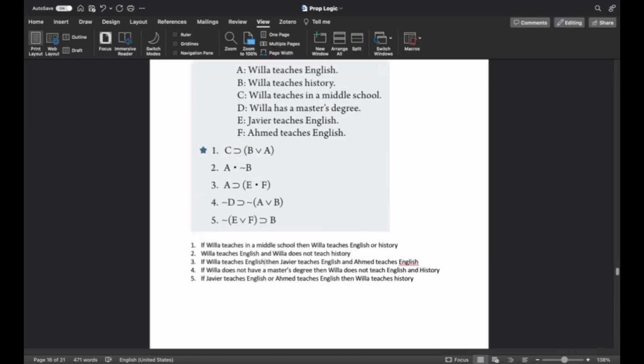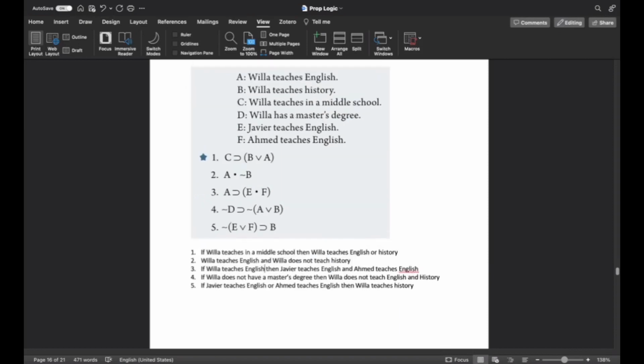Yeah, that's fine. And then after this we have another tilde, so it's a negation of D. So Willa has not got a master's degree. And so it's if Willa does not have a master's degree, then Willa does not. So on the consequent, we have the whole compound proposition being negated.